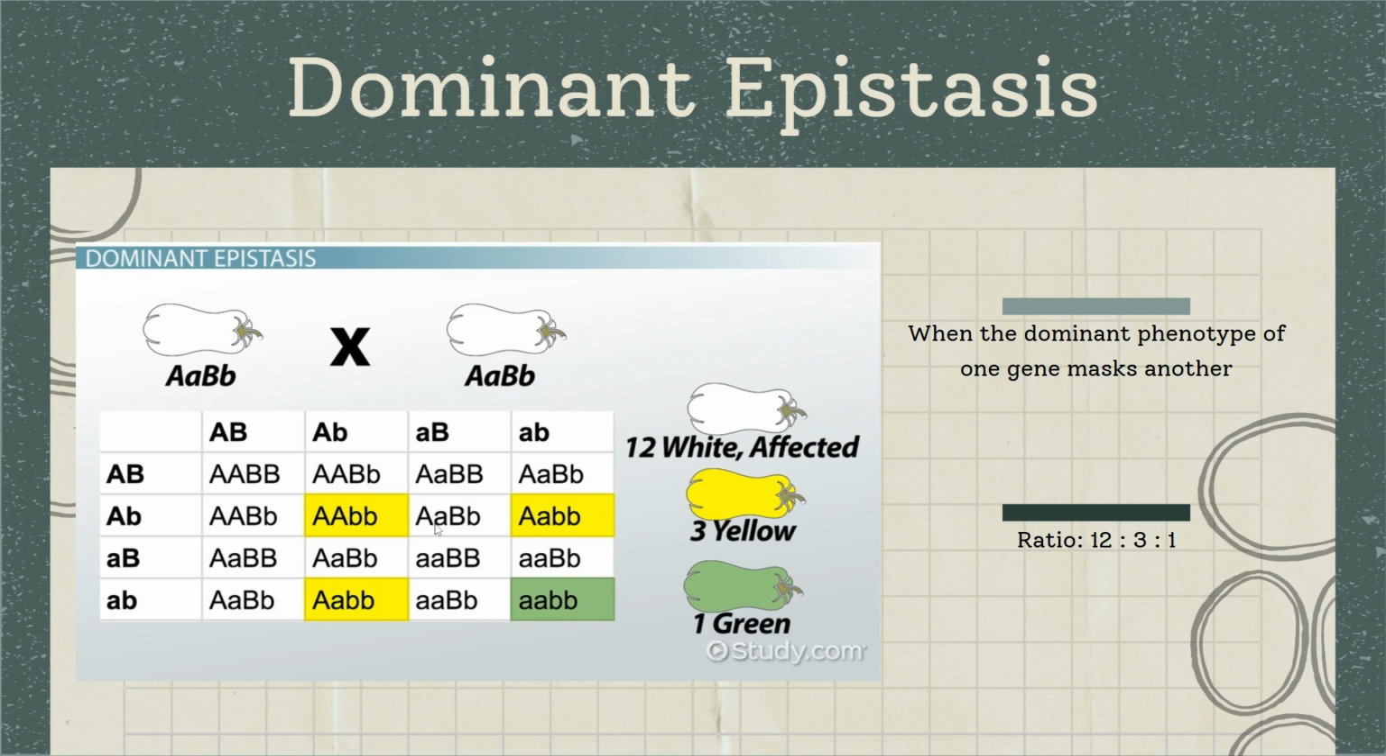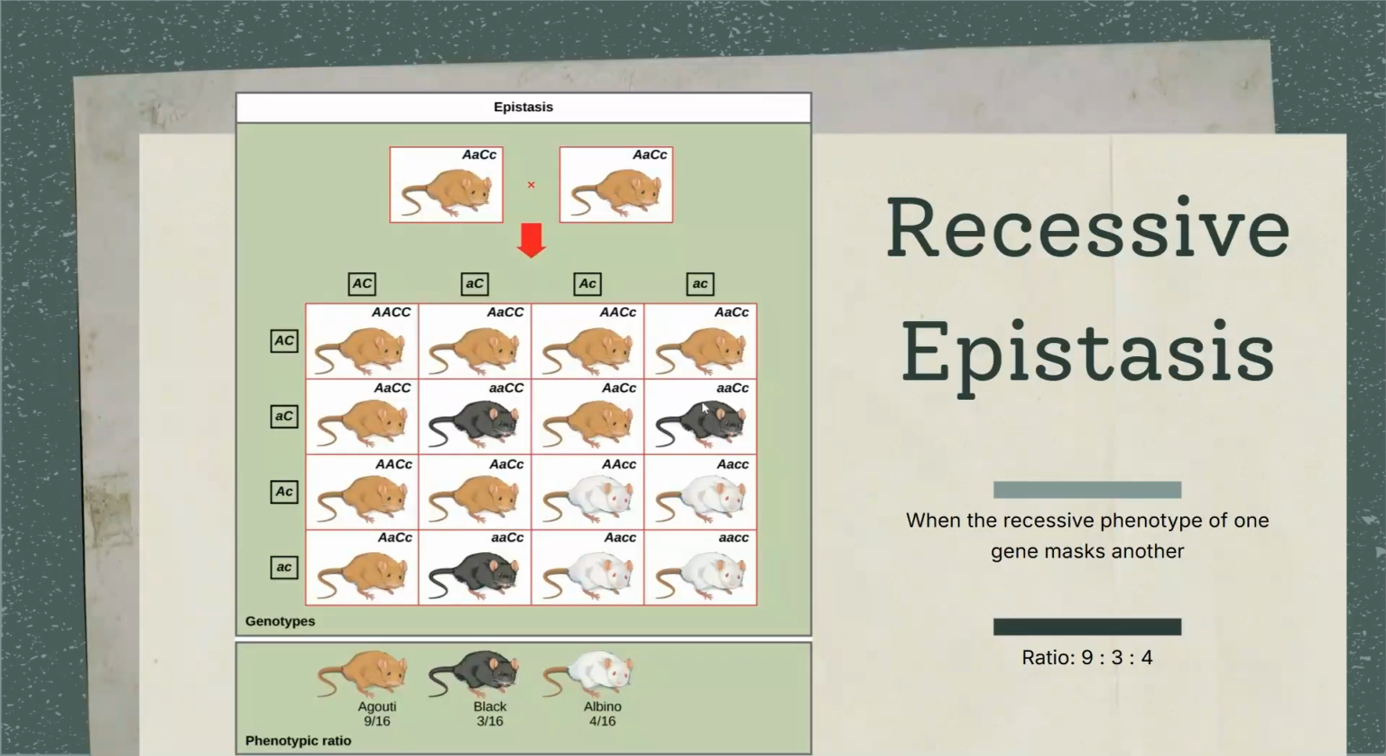And if you can see here, when B is homozygous recessive, and it has a recessive phenotype, A can have some expression. In this case, when A is also a dominant phenotype, then it can be yellow, and when A is also a recessive phenotype, it can be green. And the common ratio for dominant epistasis is 12 to 3 to 1. If you see that, you can pretty much assume that it's dominant epistasis.